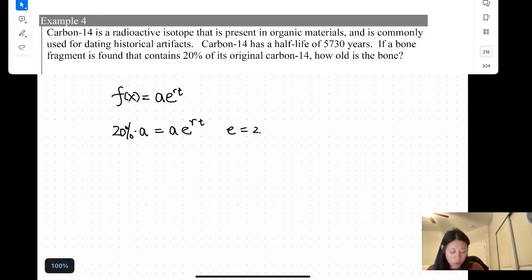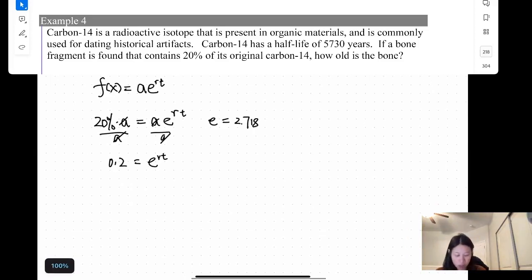e equals 2.718. And in here, since they both have A, they can cancel the A. So I have 0.2 equals e to the rt. We're trying to solve for t.